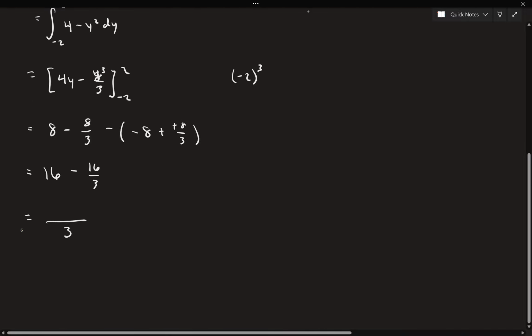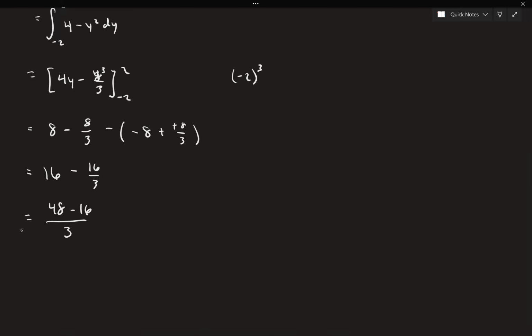Put it all over 3. 48 over 3 minus 16 over 3 is 32 over 3. And that is it. Hope it helped.